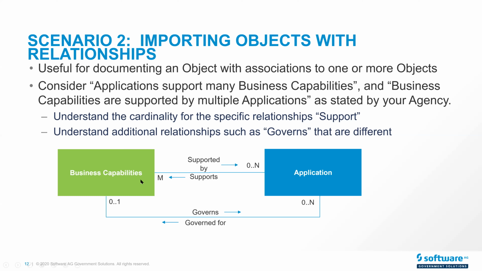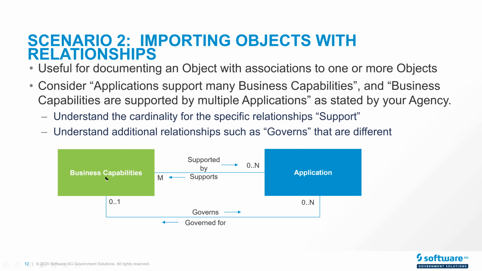And we'll see one relationship that is the supports relationship that's actually a many-to-many relationship. So an application supports many business capabilities. And then a business capability is supported by 0 or more applications. And so in this particular example, we'll see supports and supported by. So we have to have a consideration for that. And then another relationship, we'll show a couple of examples.